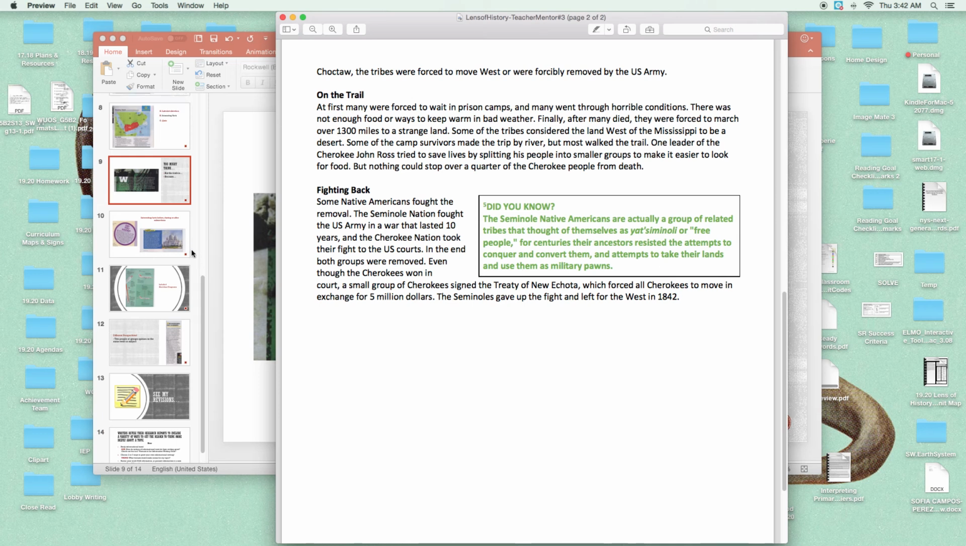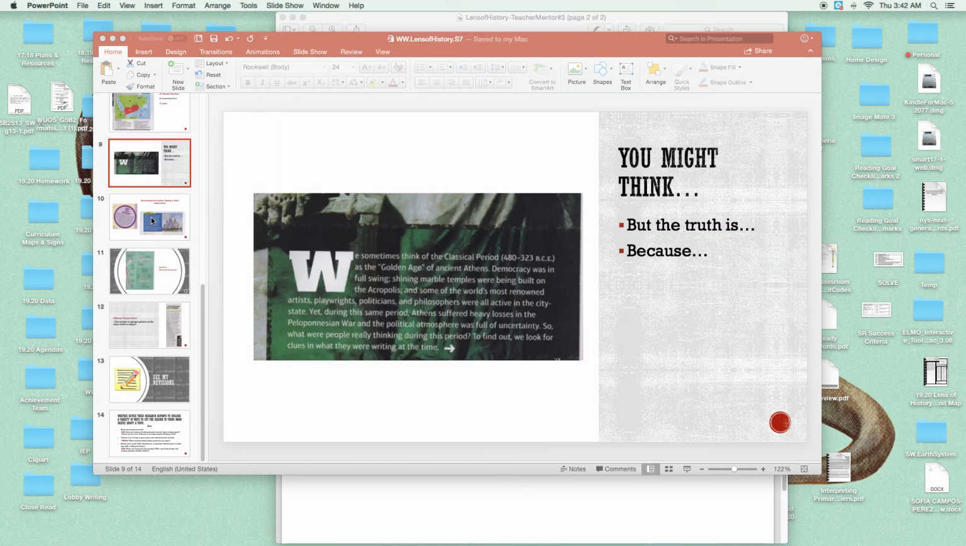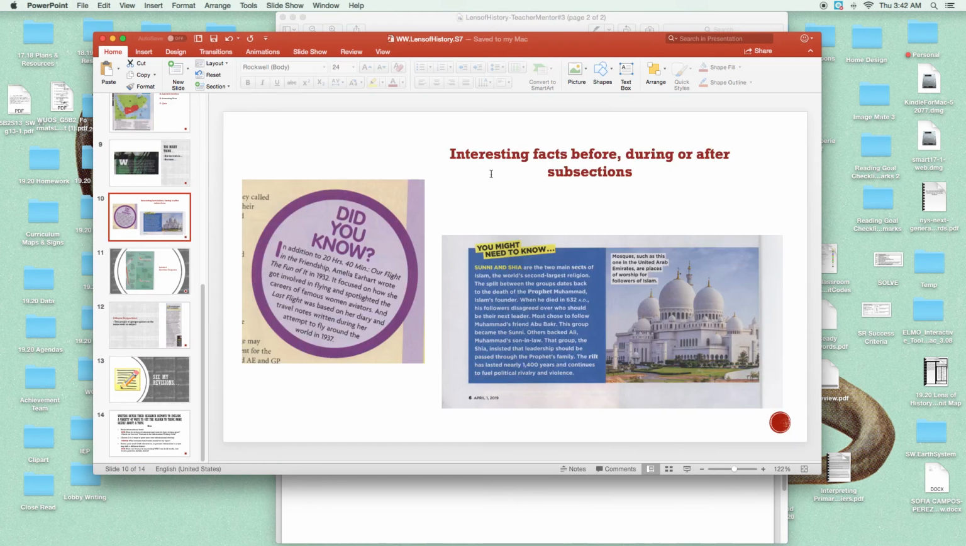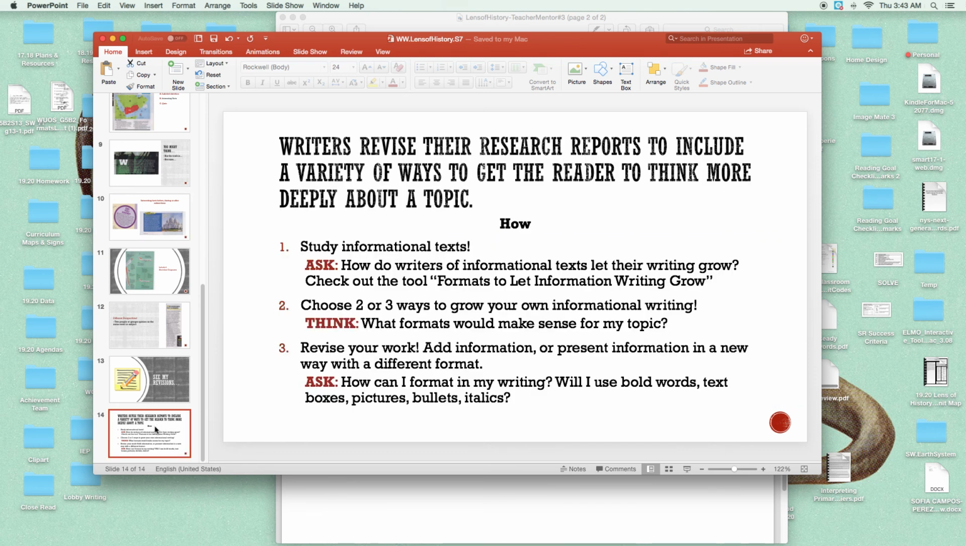So you might have noticed me going back to this one right here, right? Interesting facts before, during, or after the subsection. So I'm doing it like this in the middle of this section, Fighting Back, where we're talking about how the Seminole Nation fought back. And this gives you some interesting background information about the tribe.